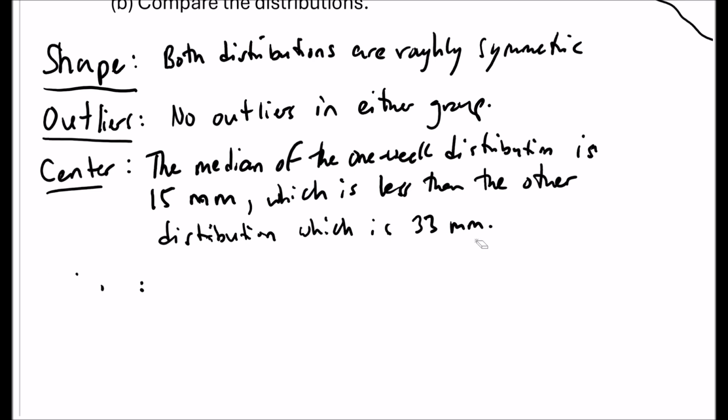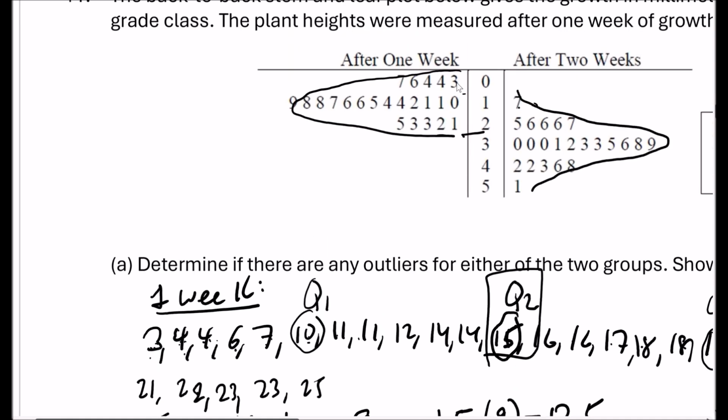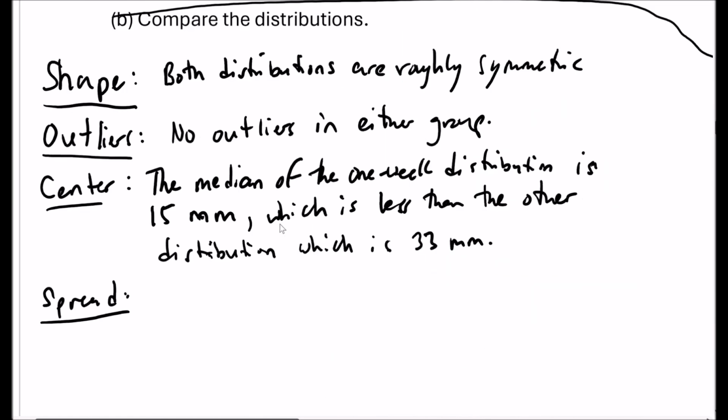And then, the spread. So the S in SOCS is for spread or variability, same thing. So for the spread or the variability, which one has less spread? That's what we want to look for. Which one has a smaller range and things like that, okay? So we can see that after 1 week has less spread. It varies less than if you do 2 weeks, right? So from 3 to 25, the smallest is 3, the highest is 25.